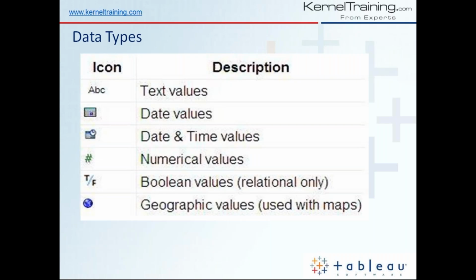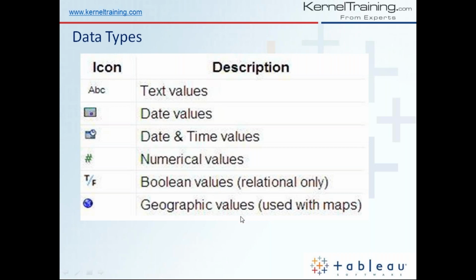Okay. So again, what are the different data types? We have a text value, a date value, a numeric value, a Boolean value, and a geographical value. Text value, as I said, is the customer name. Date value is what date he purchased, and date and time, what date and what time he purchased. Numeric value is how much quantity he purchased, how much amount he paid. Okay, that is a numeric value. Boolean values are true or false, yes or no.